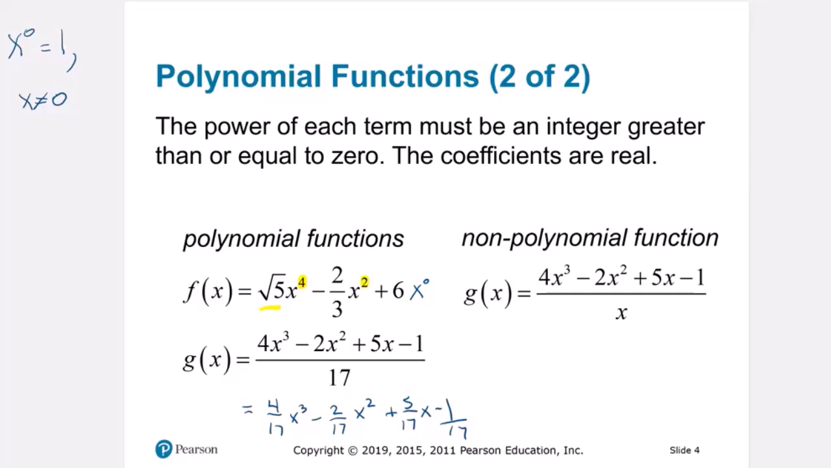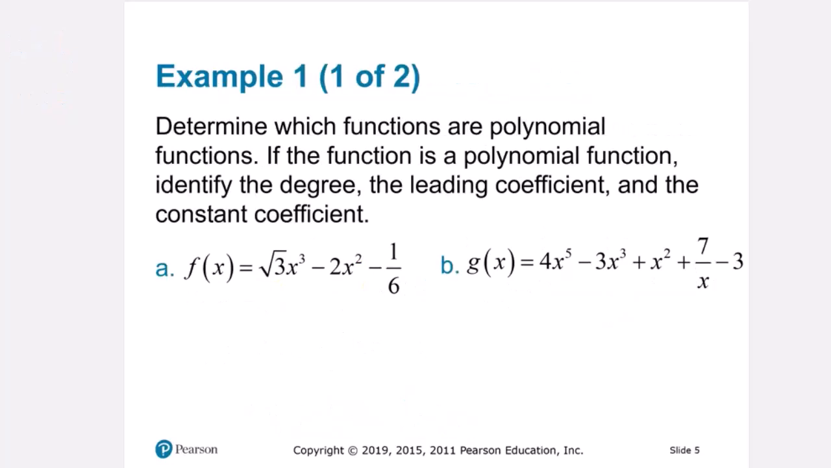Now we look at non-polynomial functions. This is not a polynomial. Even though the numerator is a polynomial, we cannot have a variable in the denominator. A polynomial over a polynomial, which is what this is, is called a rational function. This is not a polynomial because I have a variable now in the denominator.